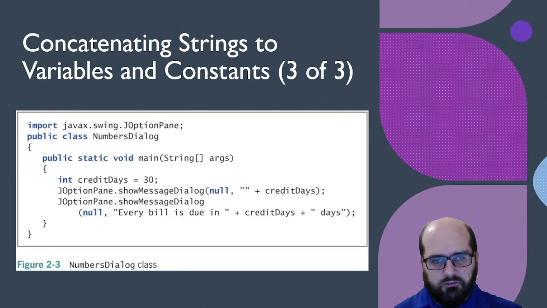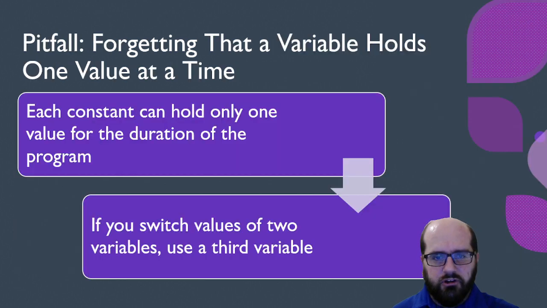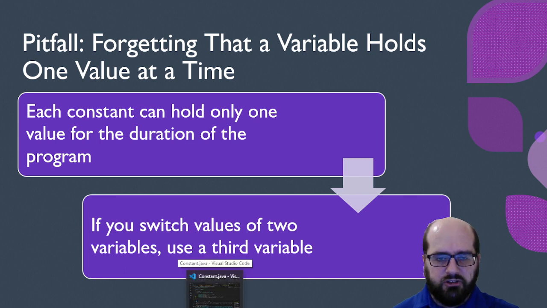And if you want to pause the video and look at this slide, you can see exactly what happens. You can run this in your IDE, even on the Cengage IDE. We're establishing an int of credit days that equals 30, and then this is just going to say 30. And then here we concatenated the message, every bill is due in 30 days. All right. So remember that each variable can hold only one value at a time.